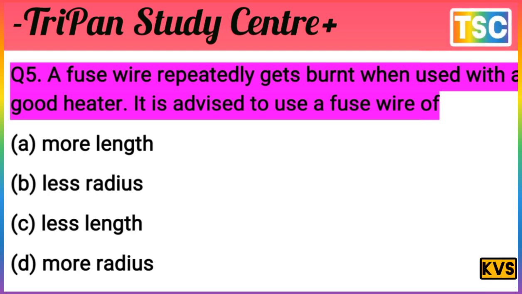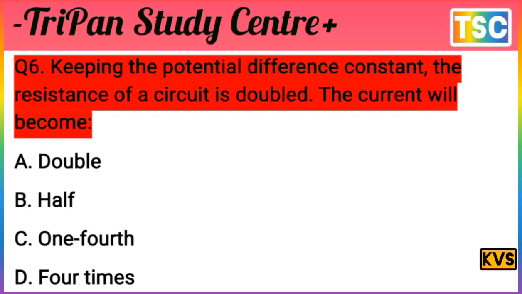Let's see the next question on your screen. Keeping the potential difference constant, the resistance of a circuit is doubled. The current will become: A, double; B, half; C, one-fourth; D, four times. The potential difference is constant and the resistance of the circuit is doubled.